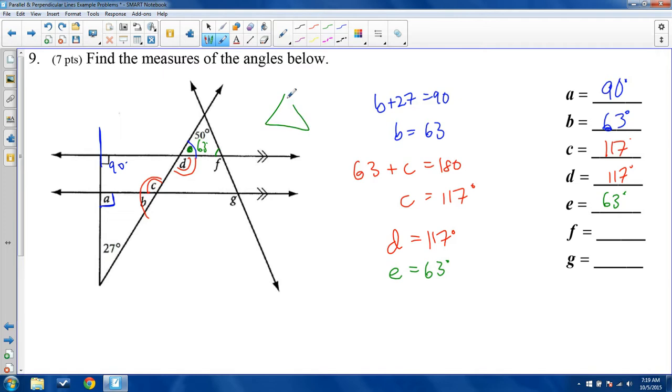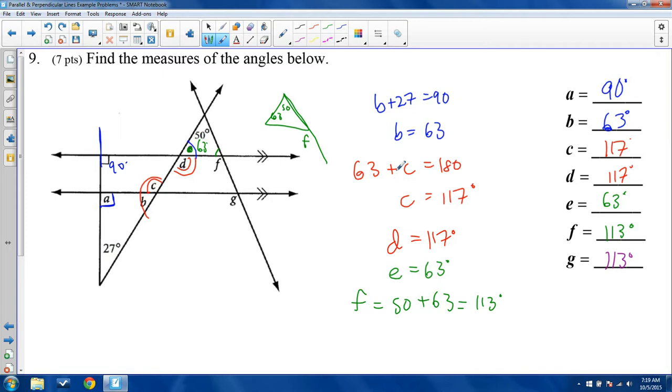Again, you're looking at an example like this right here. Here's F, here's 63, here's 50. So F is 50 plus 63, which is 113. And G is congruent to F because these two lines are parallel and these are corresponding angles. So G equals 113 degrees as well.